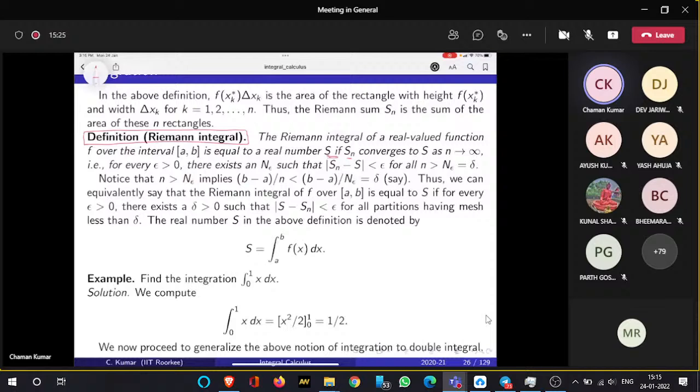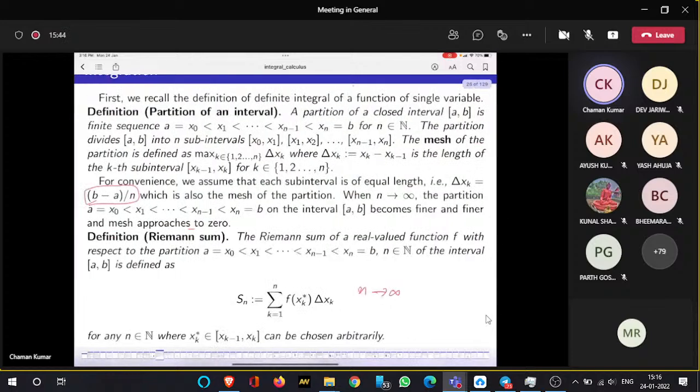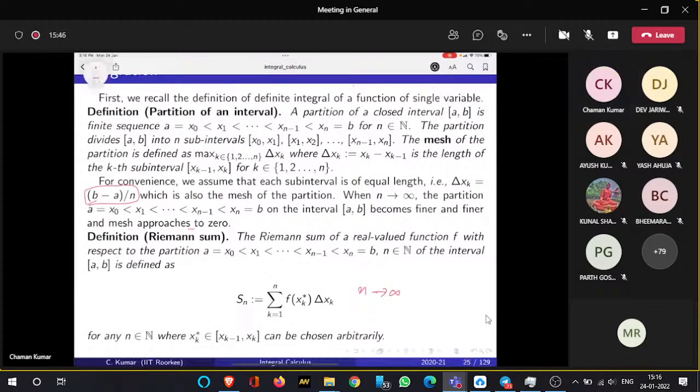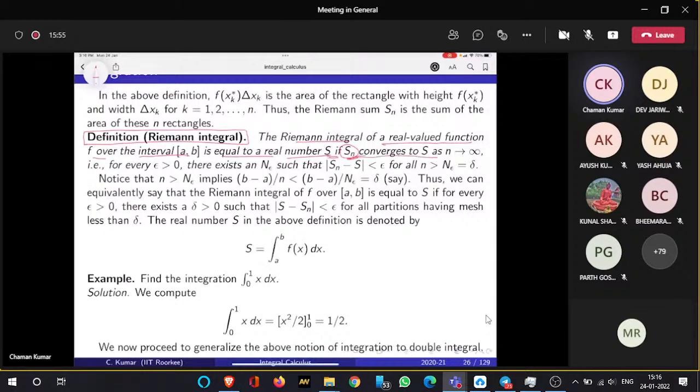This S is known as the integral of the function. So what does it say? The Riemann integral of a real valued function f over the interval a to b is equal to a real number S if Sn, this Riemann sum that we have just constructed, converges to S when n goes to infinity.